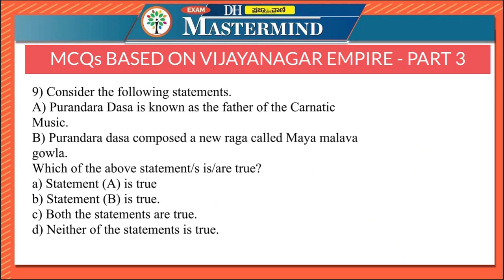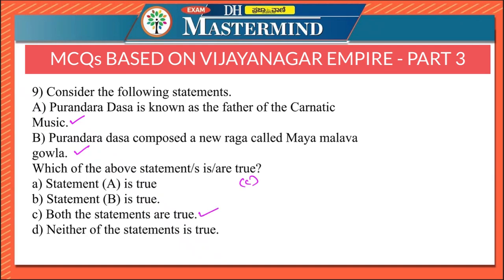Consider the following statements. Statement A: Purandaradasa is known as the father of the Carnatic music. Statement B says Purandaradasa composed a new raga called Maya Malava Gaula. Both the statements are true. Therefore, the right option is option C. Both the statements are true.